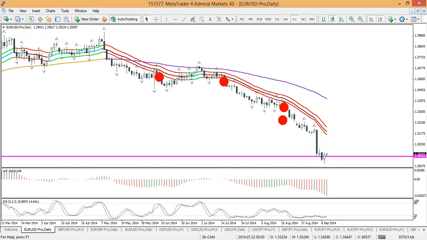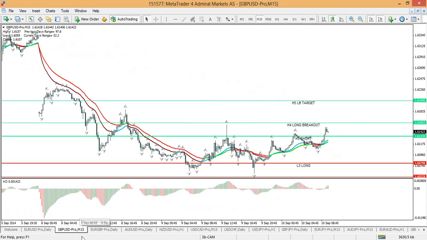Less opportunities, obviously, because we're looking at bigger scales. So this is what the euro dollar looks like. If you have any questions, let me know. Otherwise, let's take a look at the pound dollar.